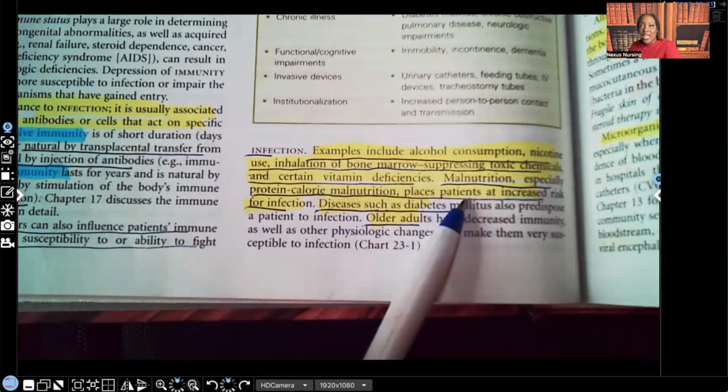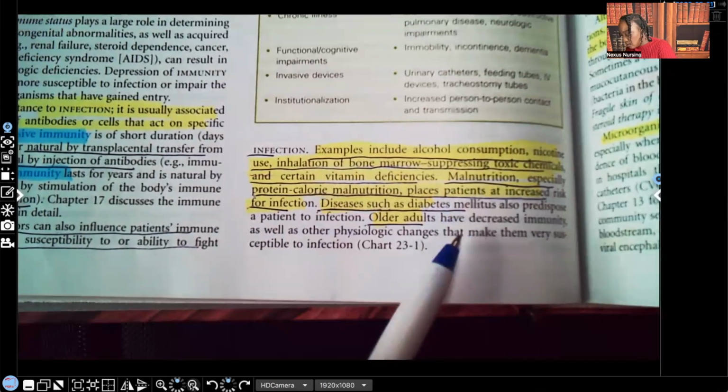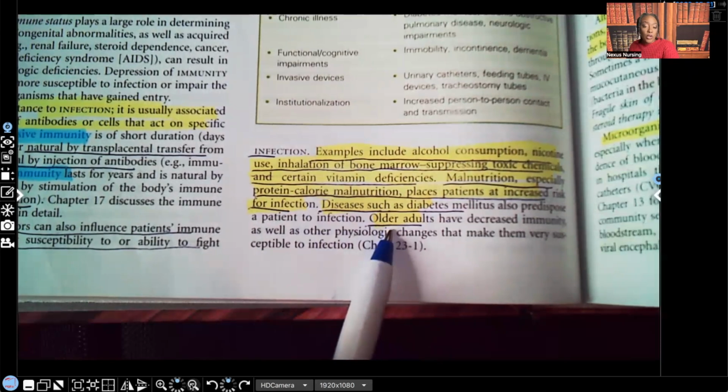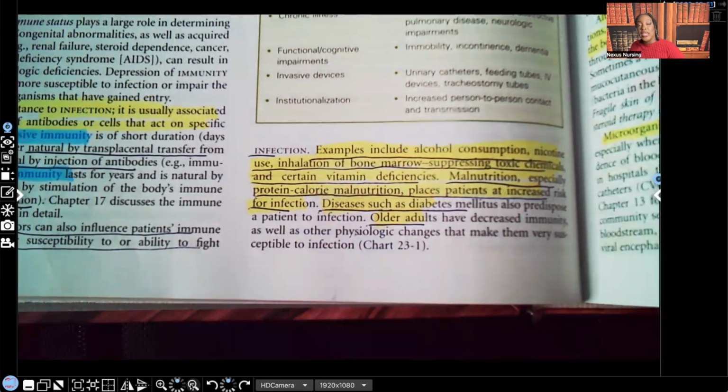Guys, when a patient has an infection, what do we make sure we give them lots of? Protein. Why? Protein helps with infection. Protein helps with wound healing. Diseases such as diabetes absolutely predispose people to infections. Being an older adult, that can predispose you to infections. Wear and tear of the body. Okay, those defense systems aren't working the way they used to.